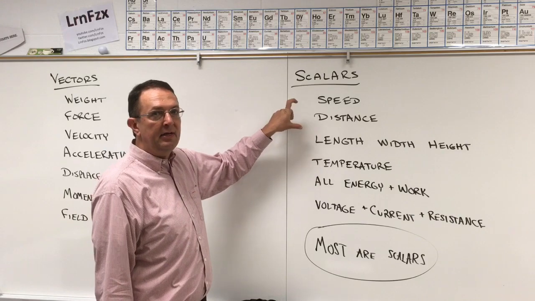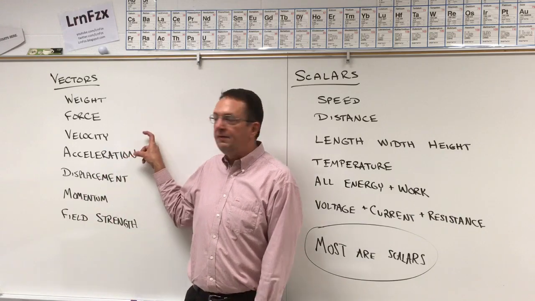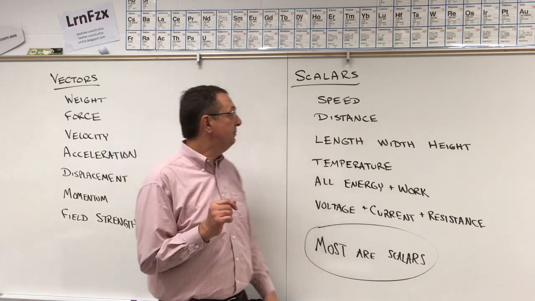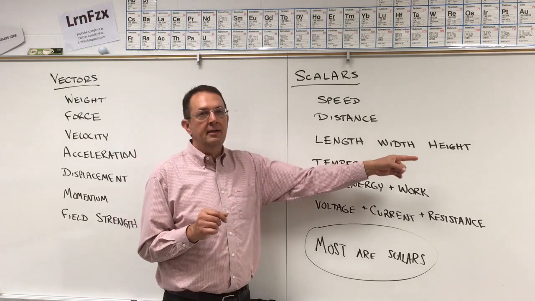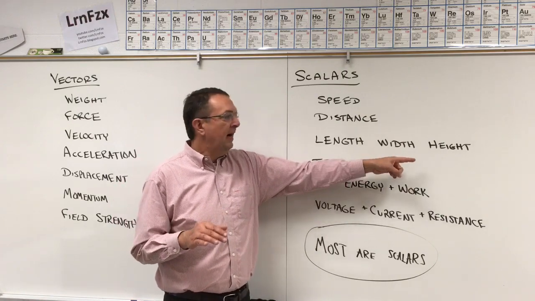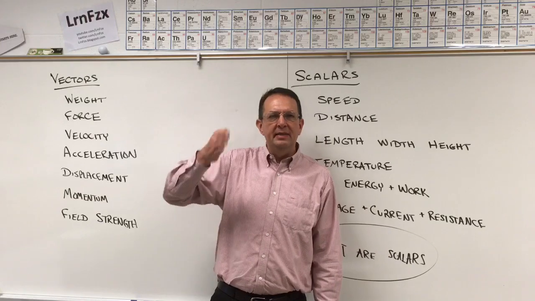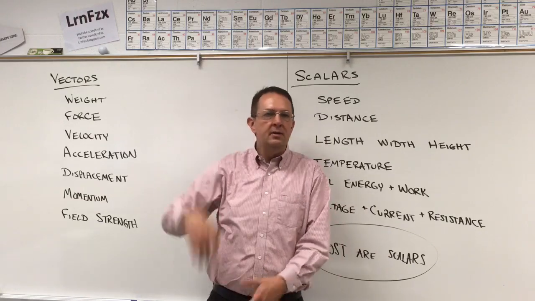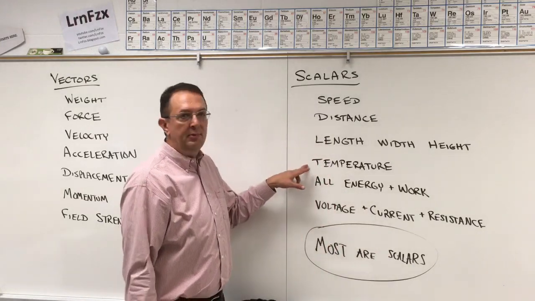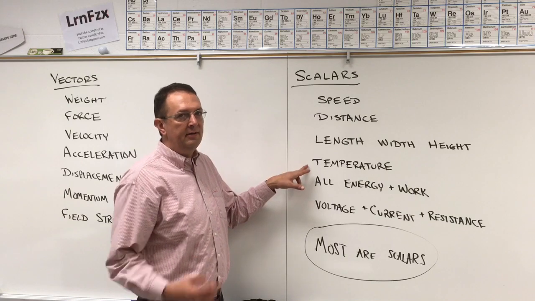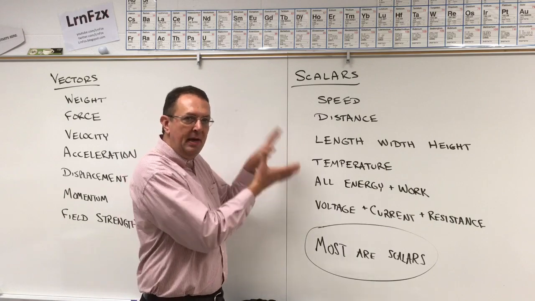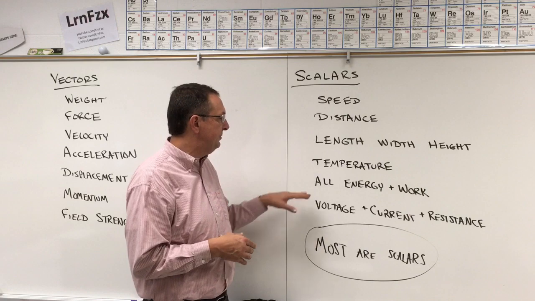Speed, distance, our definitions of speed and distance are different from velocity and displacement. Length and width and height, no direction in space. Height, you think it's like up, but it's up and down. Does not have a direction. Temperature, it's not physically up or down. It's just a measurement without a physical direction in space.